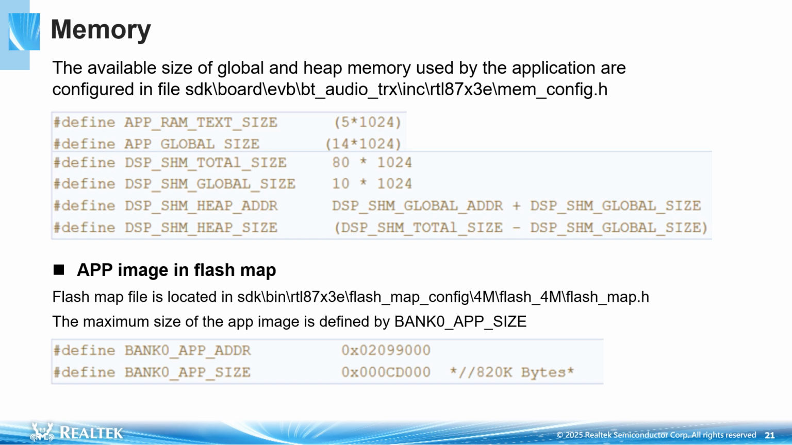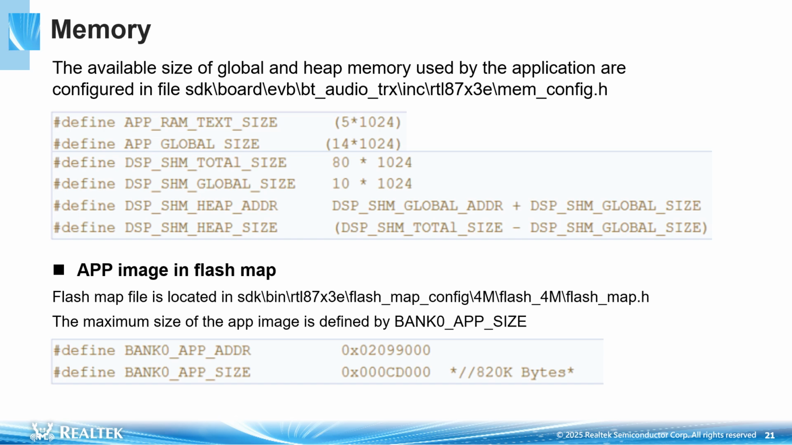The global and heap regions of memory are configurable, and the corresponding configuration file is located in the SDK board BT Audio TRX Inc. RTL87X3 MEM_config.h. If the user wants to increase the global size, he only needs to increase the app global size.